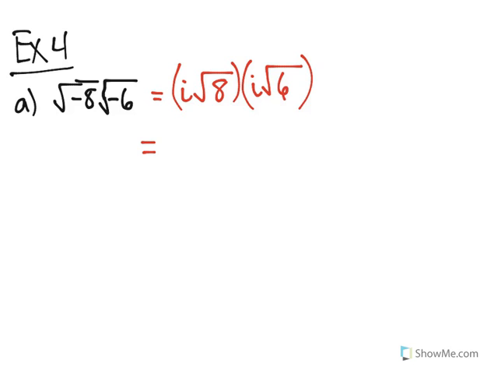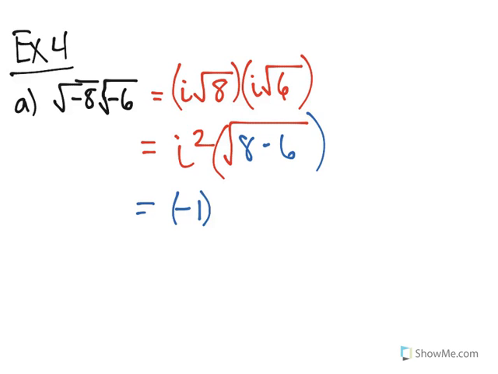From here, just multiply the terms. I have an i squared, but then I multiply everything underneath the square root, so I have 8 times 6. When I do that, i squared gives me negative 1, and I get square root of 48.